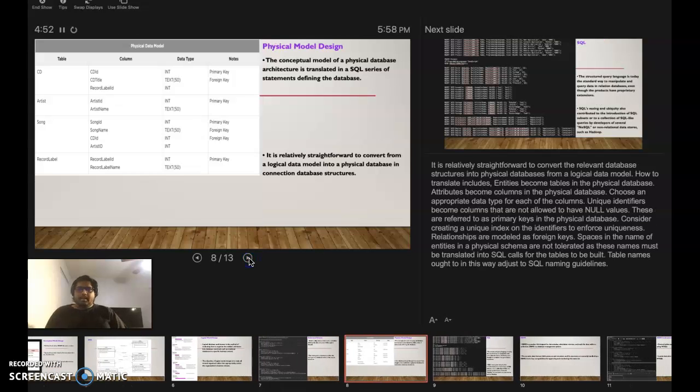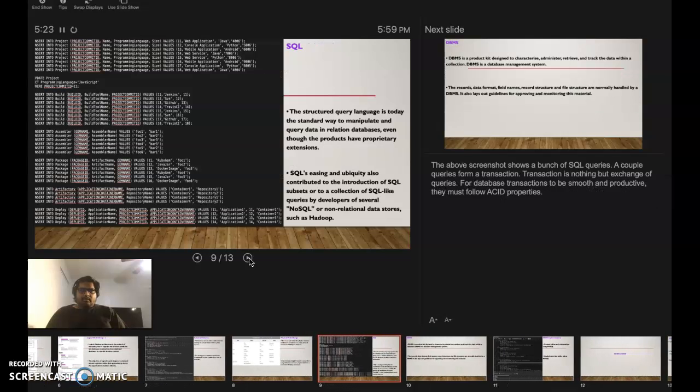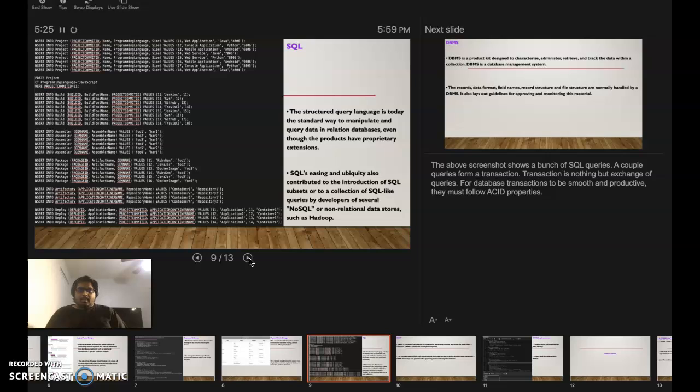Moving on. Next topic is physical model design. It is relatively straightforward to convert the relevant database structures into physical databases from a logical model. The rules to translate include the following. Entities become tables in the physical database. Attributes become columns in the physical database. Choose an appropriate data type for each of the columns. Unique identifiers become columns that are not allowed to have null values. So that's about the physical model.